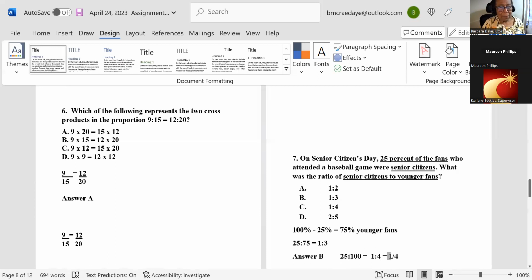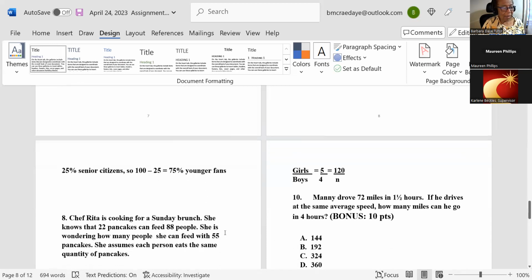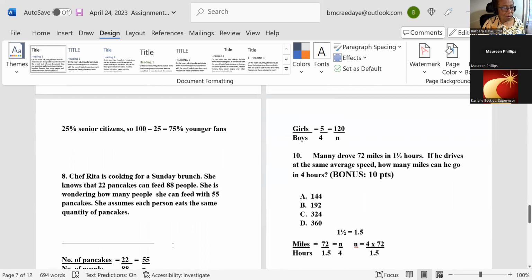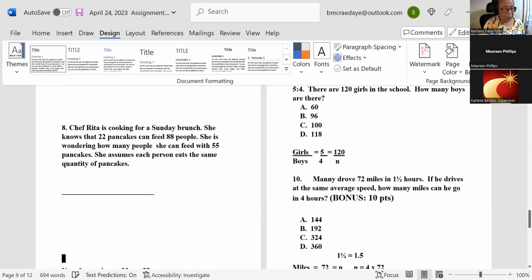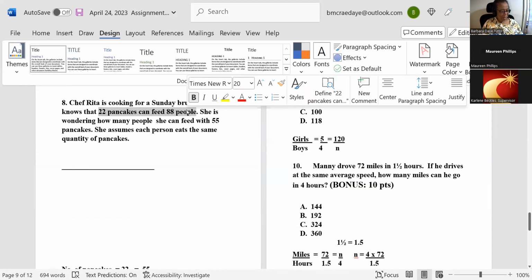Let's go to number 8. Okay, Maureen, I want you to solve number 8. Set it up and solve it. She knows that 22 pancakes can feed 88 people. Okay, so you know you're going to need that. 22 pancakes can feed 88 people.